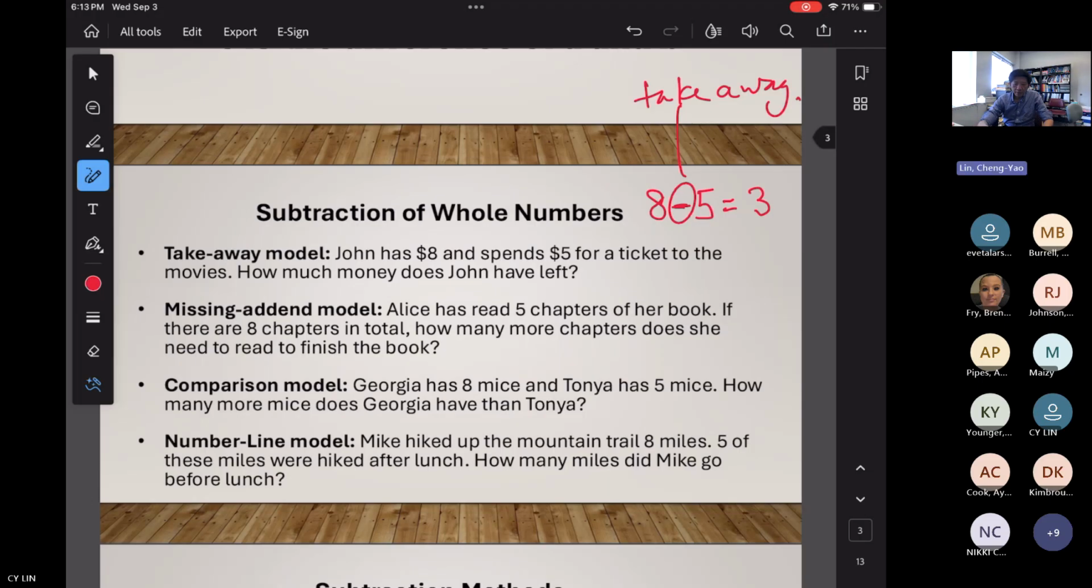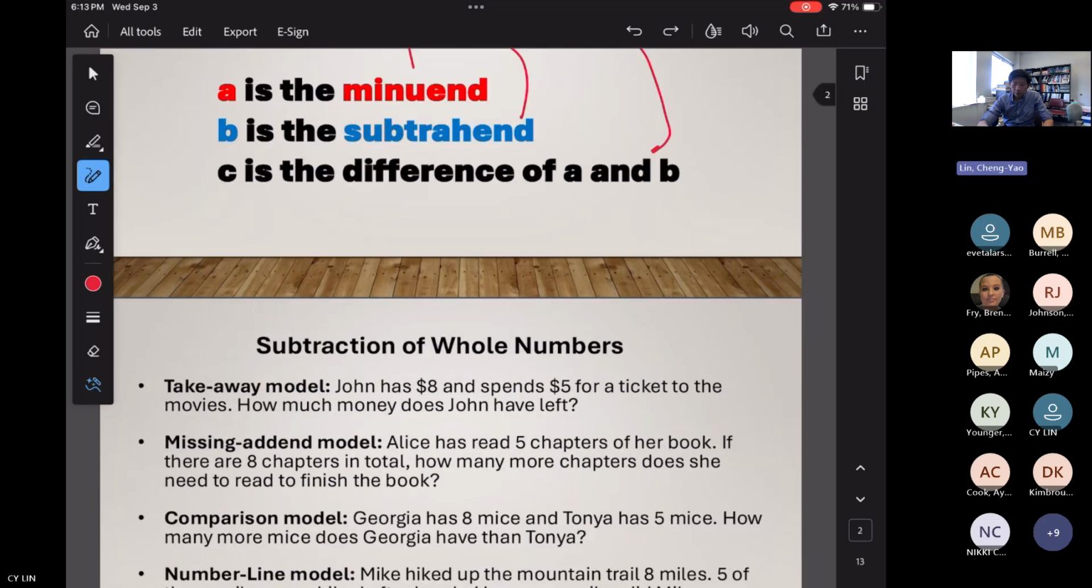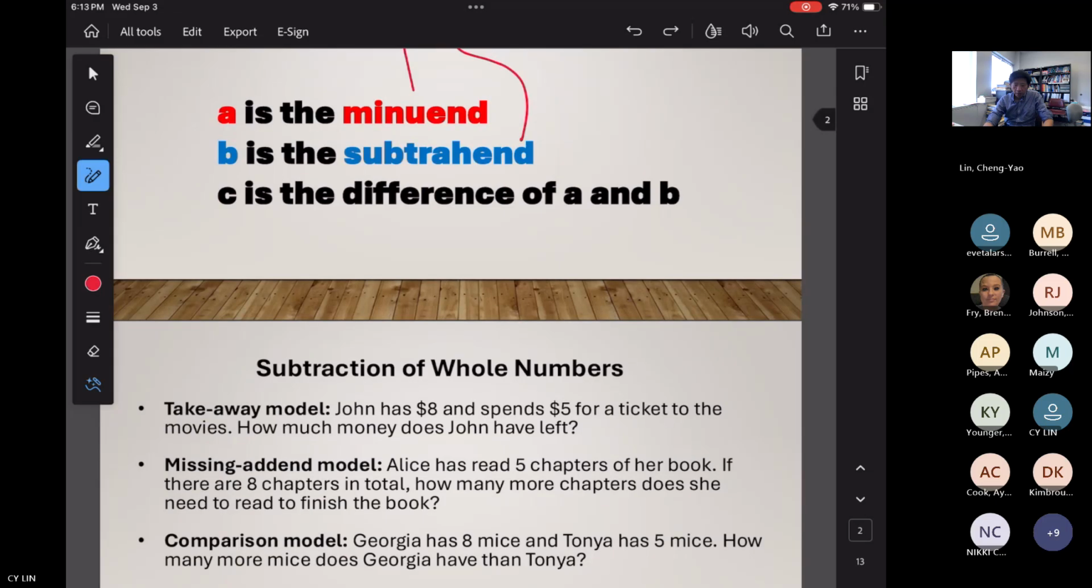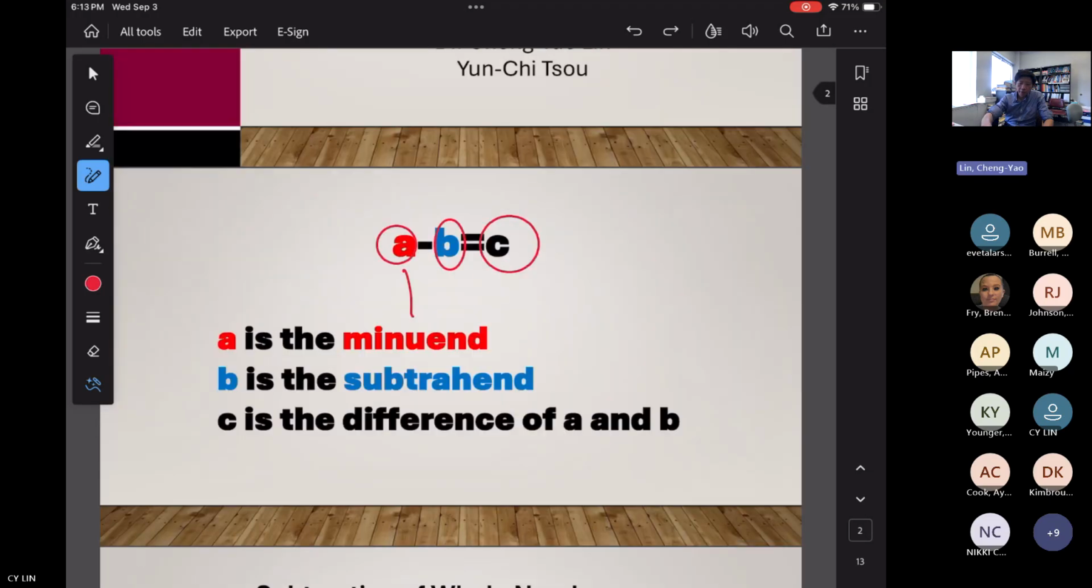All right. The next one is called a missing addend model. What is a missing addend model? Alice has read 5 chapters of her book. If there are 8 chapters in total, how many more chapters does she need to read to finish the book? So for this one we need to use subtraction to find the answer, right?